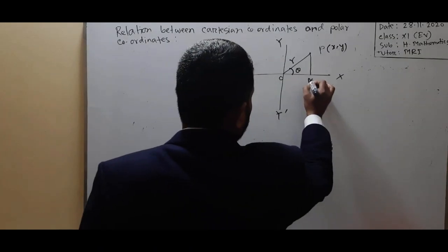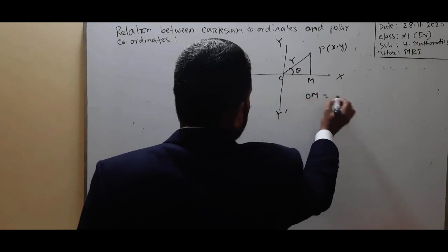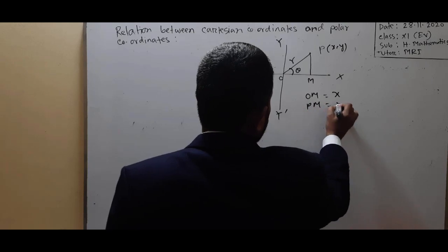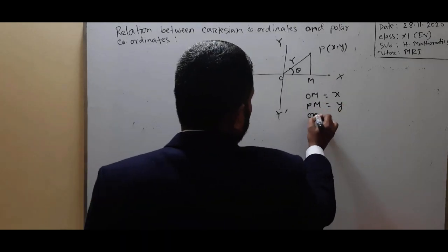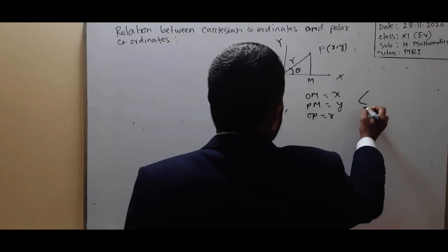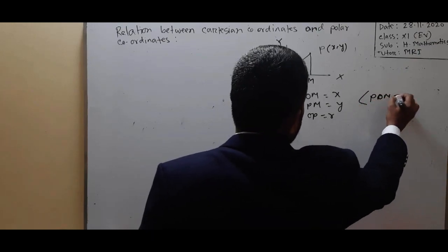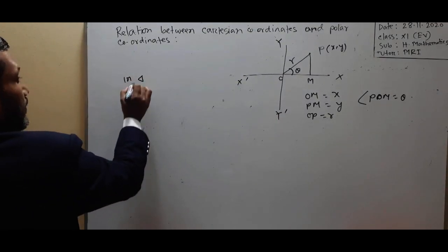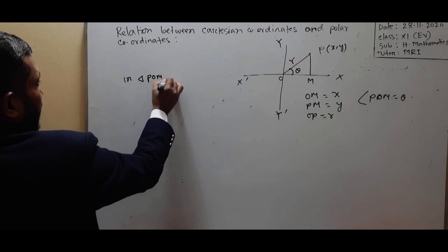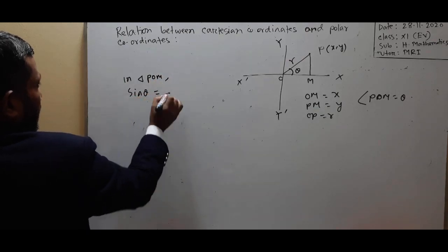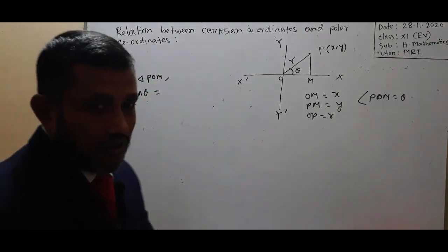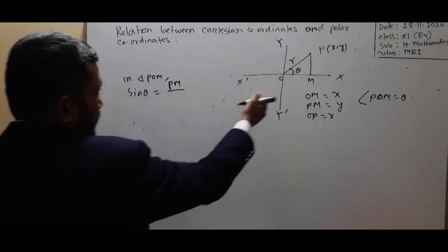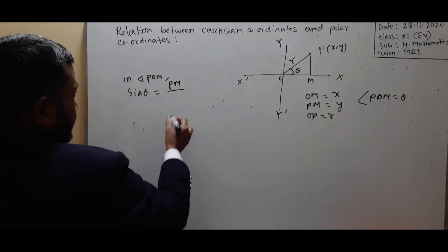Here OM is equal to x, PM is equal to y, OP is equal to r, and angle POM is equal to theta. In triangle POM we get sin theta is equal to opposite by hypotenuse. Here PM is opposite to angle theta and OP is the hypotenuse.